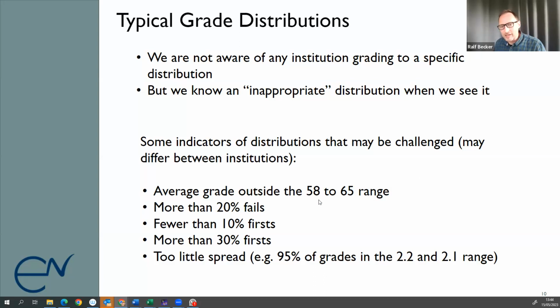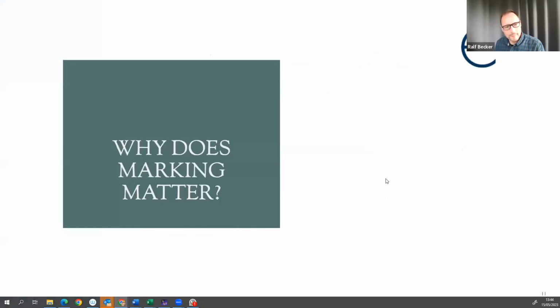So, average grades outside the 58 to 65 range, and I know in Manchester that would be up to 70. If you have more than 20% of students failing, or fewer than 10% firsts, or perhaps more than 30% firsts, or if you have too little spread in grades, so almost everyone has a 2-1 or 2-2, these would be indicators that perhaps you are not delivering the right sort of distribution. Again, we may come to some of these aspects later, but the guidance here has to come from your course convener.